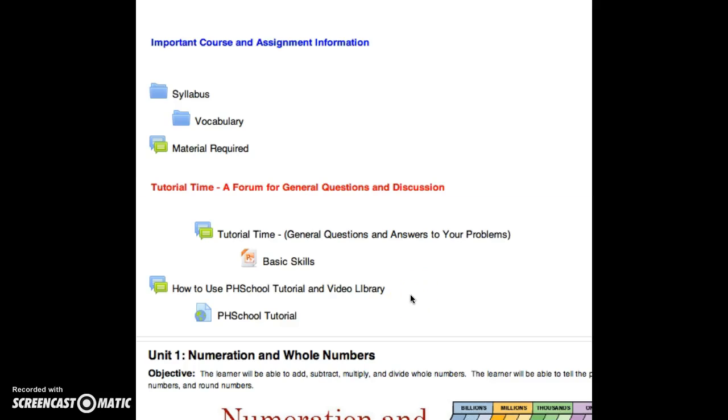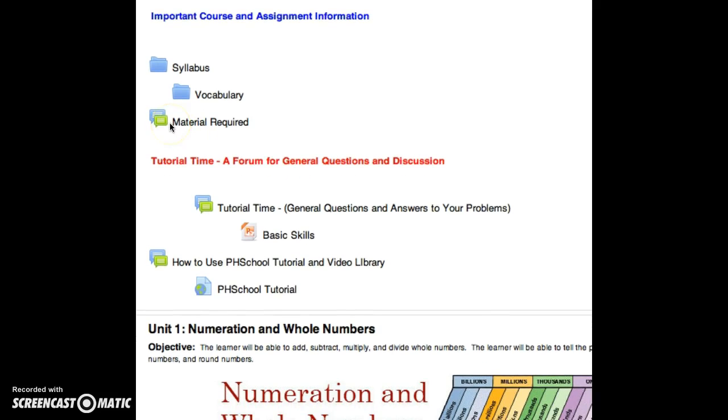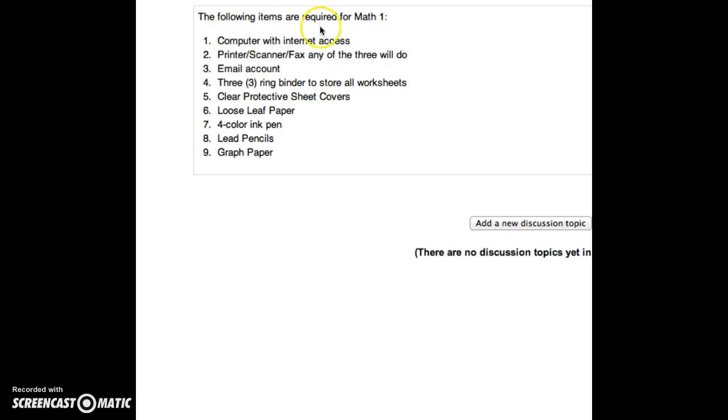As we return back to the main page, you notice there is a vocabulary. There are vocabulary files that list some of the vocabulary that the student will be responsible for learning. Also, the next item is a forum that the students can open. Inside this forum, they will find the materials that are needed for this course. The following items are required for Math 1. Computer with internet access, printer, scanner, fax, or one of the three, an email account, 3-ring binder, clear protective sheet covers, loose leaf paper, 4-color ink pen, lead pencils, and graph paper.